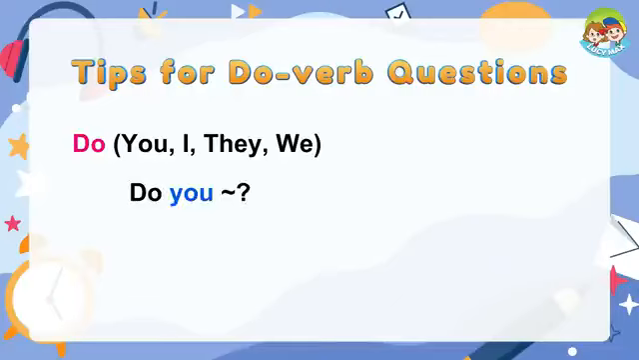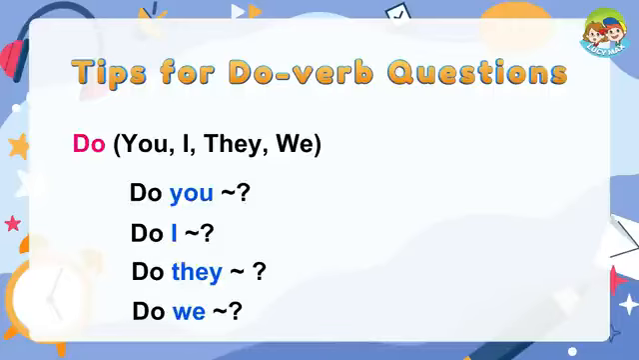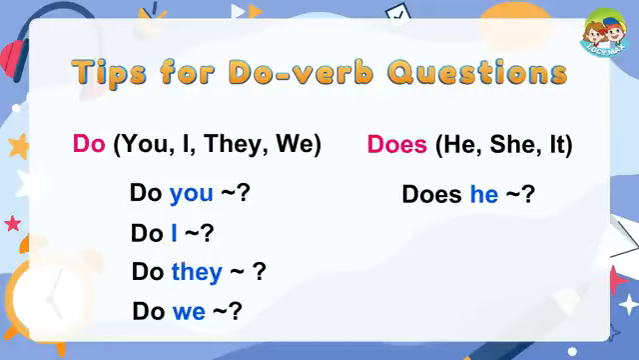Do you, do I, do they, do we? Does is used with he, she, and it. Does he? Does she? Does it?